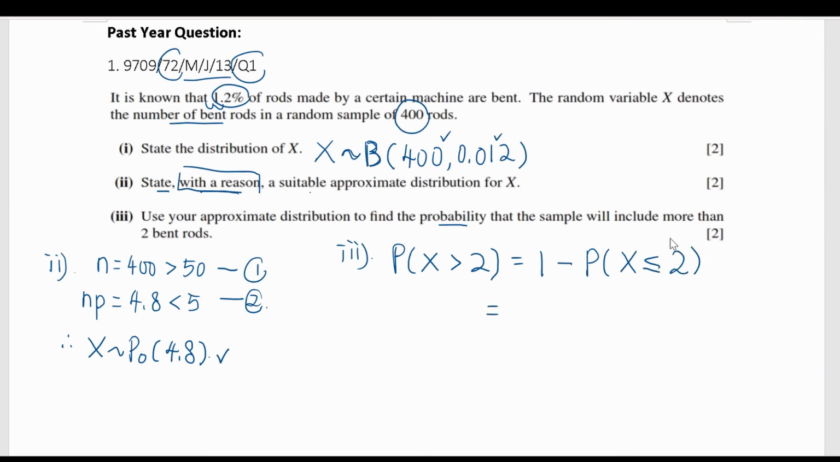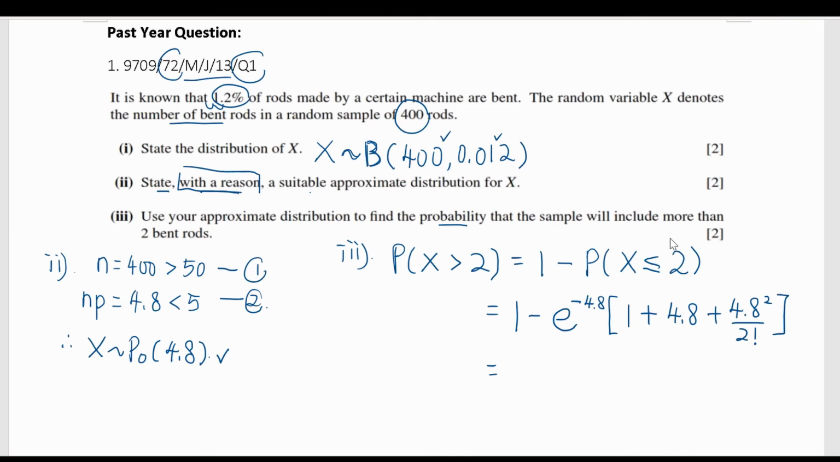That means we will try to find the probability where x is less than or equal to 2, meaning we have to look for x is 0, 1, and 2. So e to the power of negative the mean, 4.8. When x is 0, there's a 1, followed by 4.8, and then followed by 4.8 squared divided by 2 factorial.